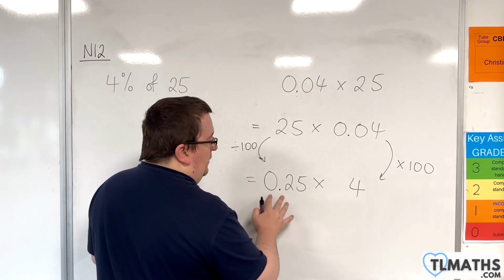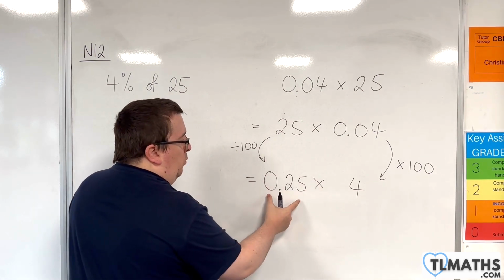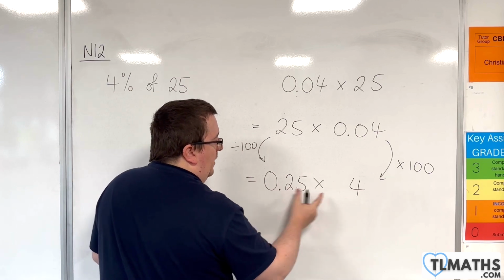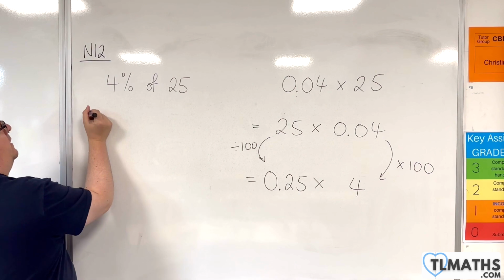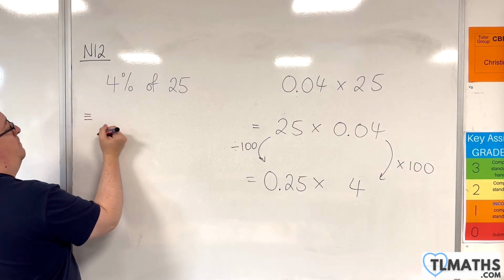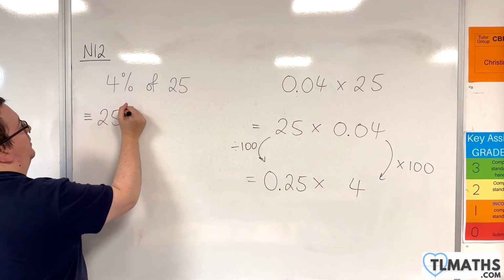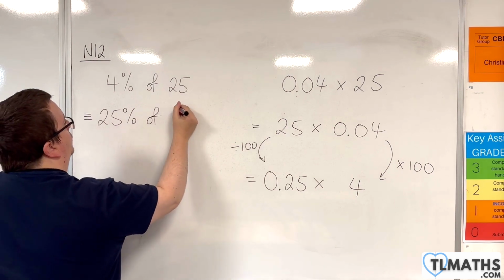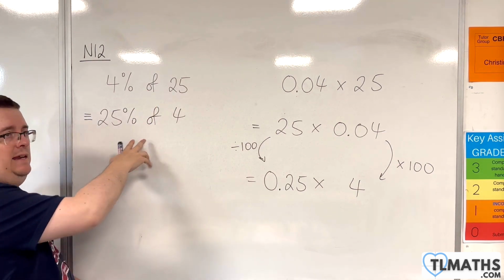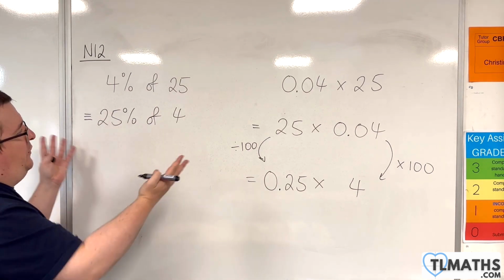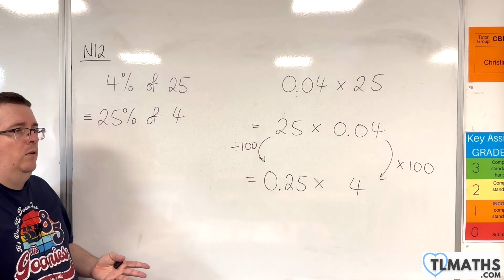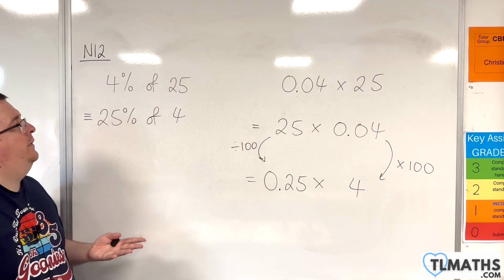And we should recognise that this is saying, well, what's 25% of 4? So 4% of 25 is precisely the same as 25% of 4. These two things mean the same. Now that's curious. Is that the same in all cases?